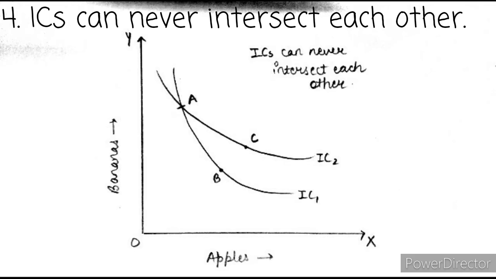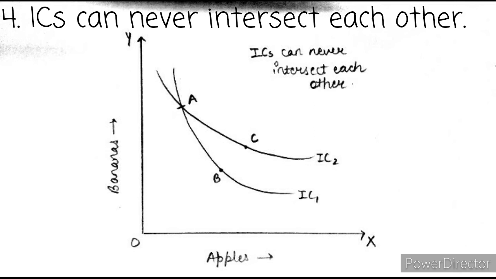So basically this says that the B and C bundles are indifferent. But we stated in the beginning, and we can also see in the graph, that bundle C provides more units of apples and bananas, and it appears on the higher IC. So it contradicts this, which means ICs can't intersect.